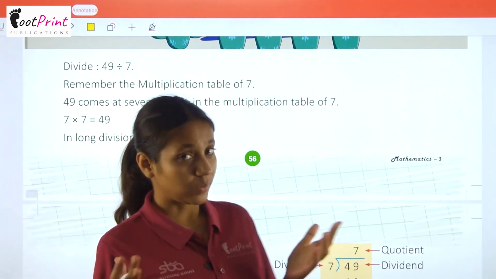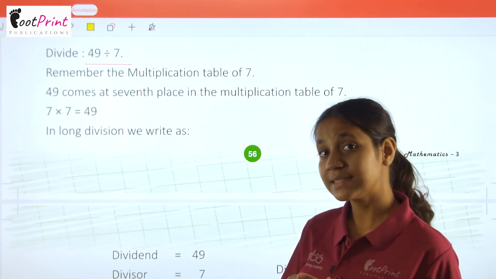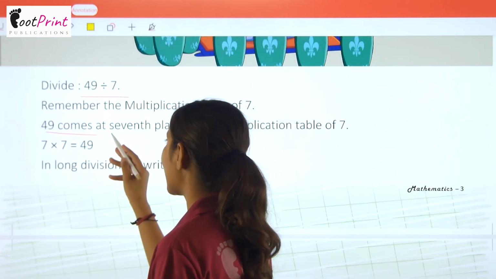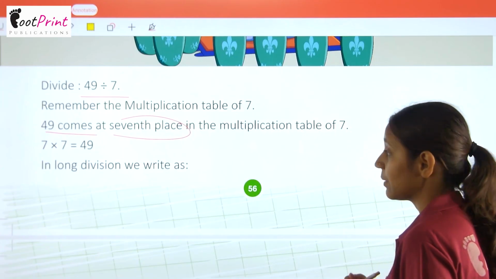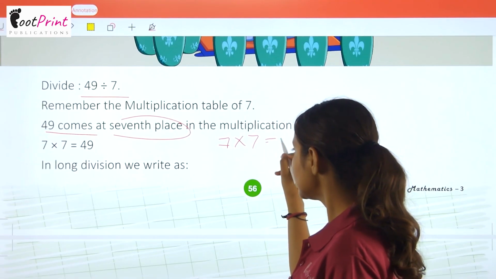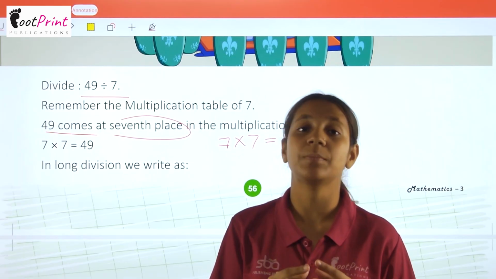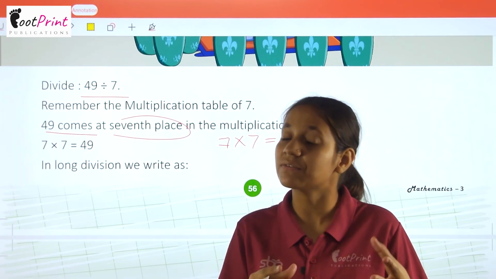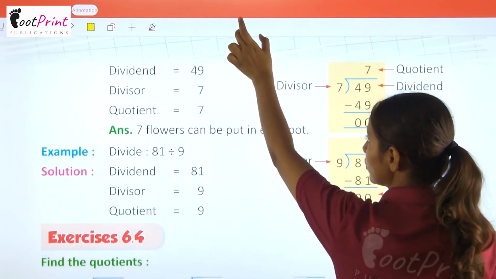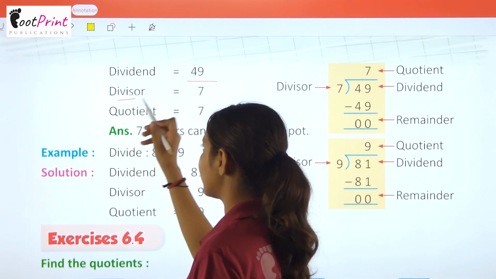So, what can we do here? We can do division. Divide 49 by 7. Remember the multiplication table of 7. 49 comes at the 7th place in the multiplication table of 7. That means 7 multiplied by 7 is 49. This means the number 49 comes at the 7th position in the multiplication table of 7. In long division, we write it as: dividend is 49, divisor is 7, quotient is 7.